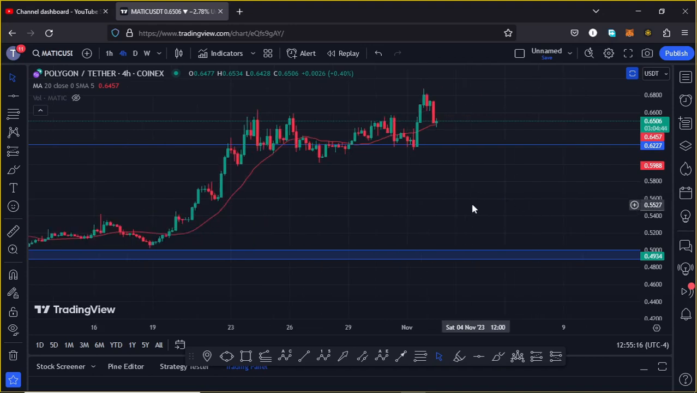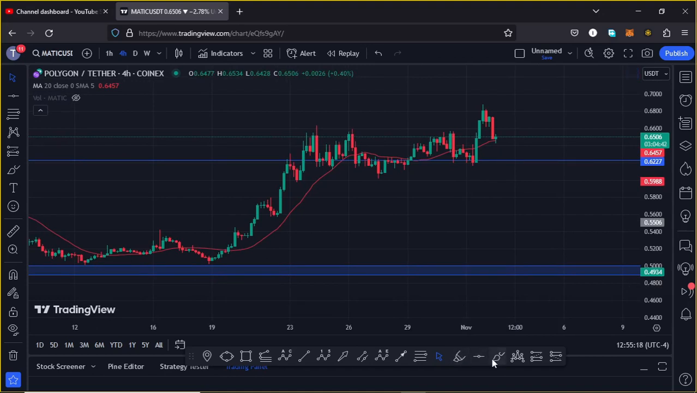And at the time of this recording, Matic is holding above the 20-day MA here on the 4-hour chart, which is now acting as support for us to continue gearing up, continue holding above the $0.65 mark, which is also a significant area of support, and give us another push to the upside, seeing a break above the $0.7 mark.